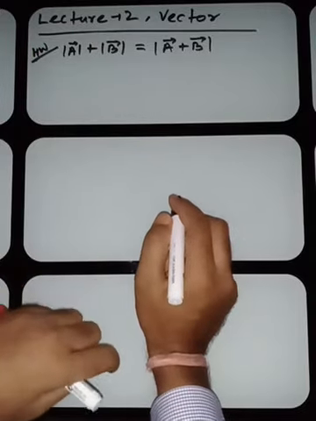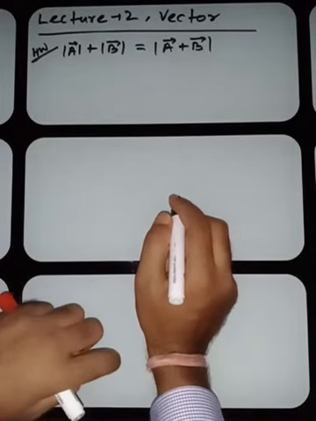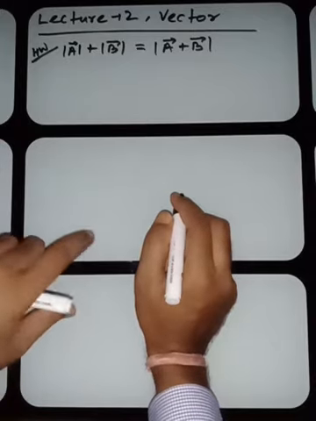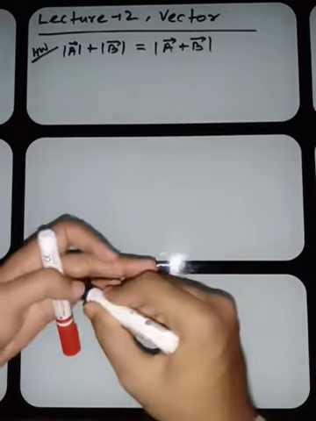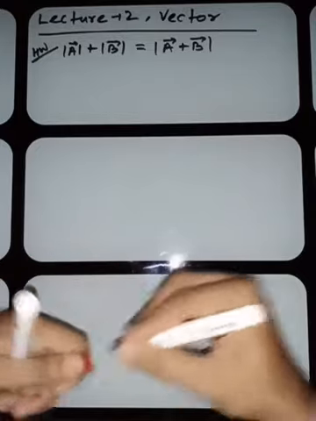All right, now the next topic: we are moving to position vectors and direction cosines. This is very important. Give the heading, position vectors and direction cosines.